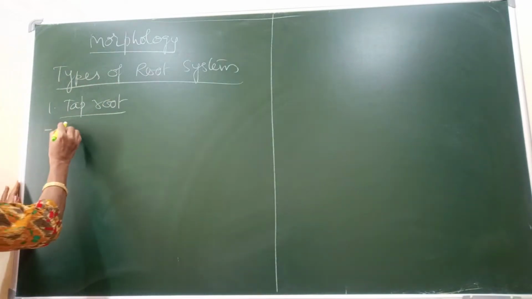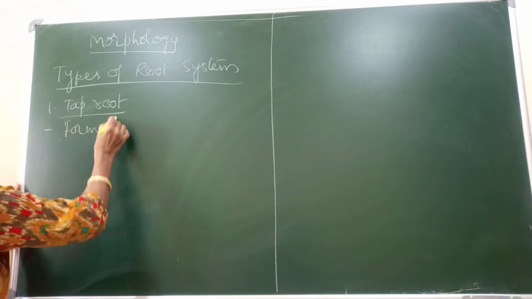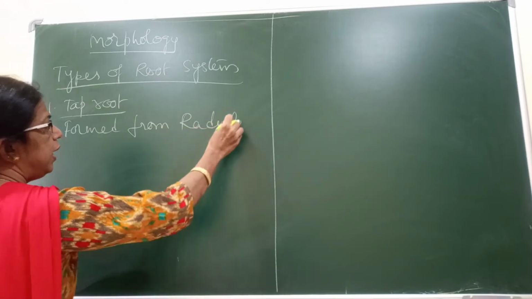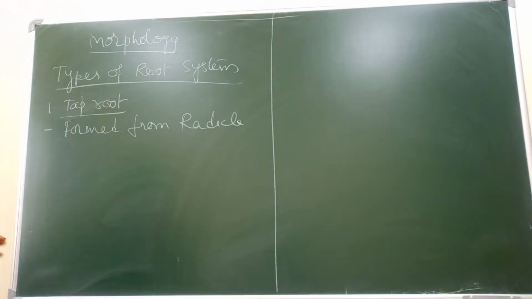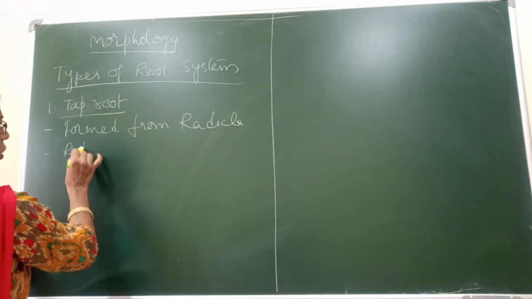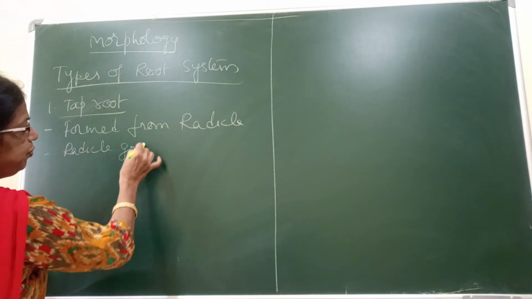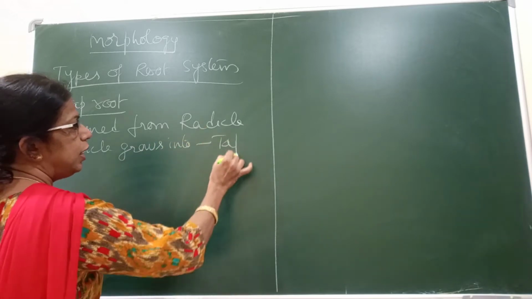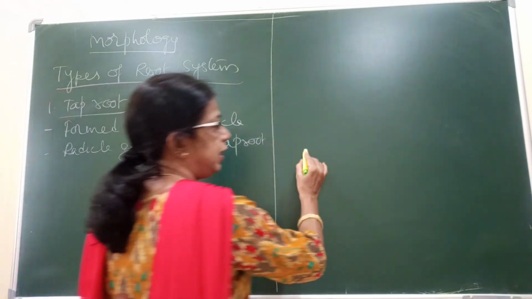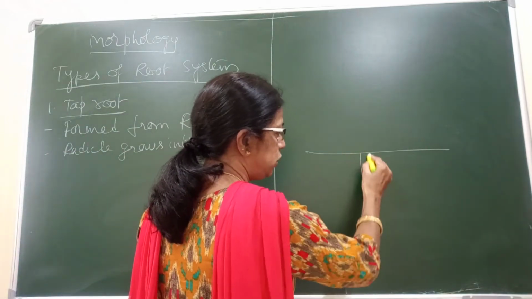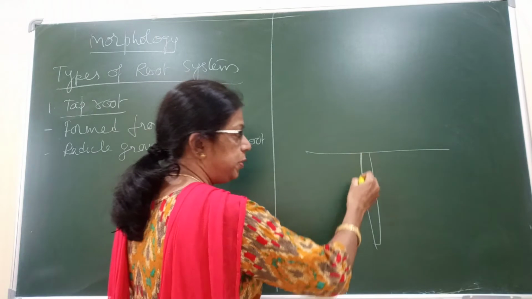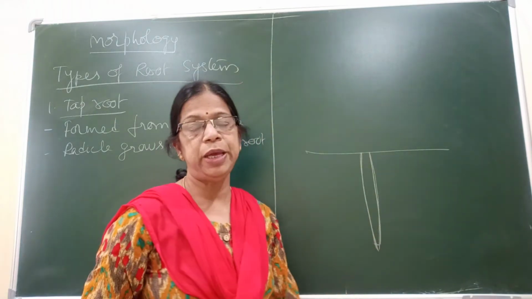So taproot system is one which is formed from radical of the embryo, and here radical grows into the main root, which is called as a tap root. Here there will be a main root which is called as a tap root. That means radical grows into a main root.